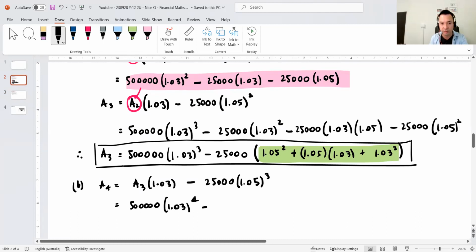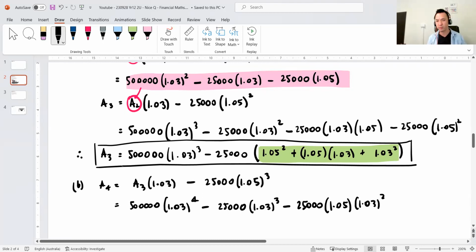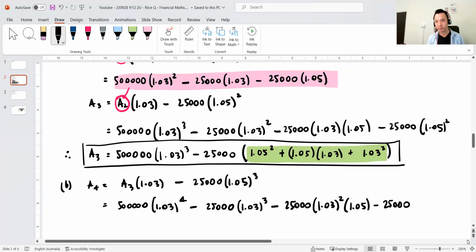1.03 to the power of 4 minus, now, there are 3 terms here, each one of them multiplied by 1.03. So you get 25,000, and I'm going to expand it in reverse order. So 1.03 cubed minus 25,000, 1.05, 1.03 squared. You know what? I reverse the order. I just want to show you the pattern. Squared 1.05 minus 25,000. Now this gets a bit longy.